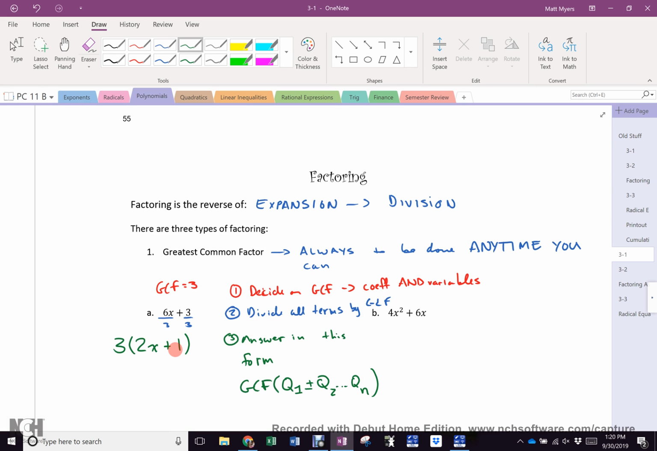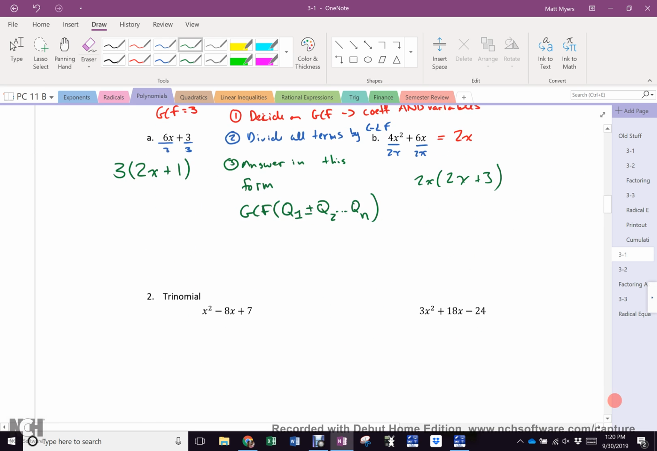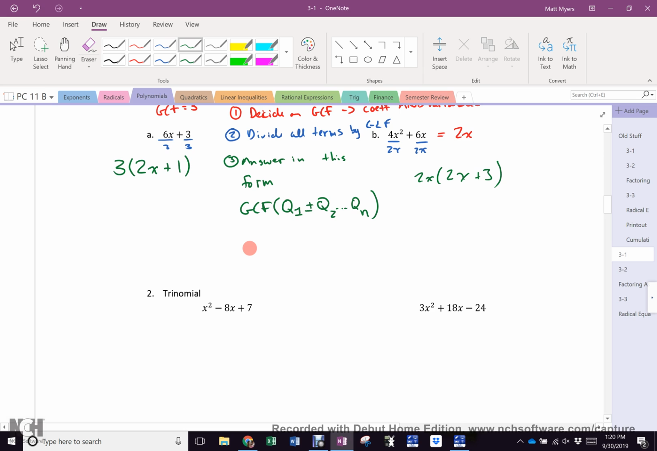Let us look at B. It is another easy one. What is the GCF? 2x, because I must look at variables as well. I then divide both by the GCF, and I write the answer, 2x. 4 divided by 2 is 2. X divided by x is x. 6 divided by 2 is 3. X divided by x cancels. Done. Right? Right.